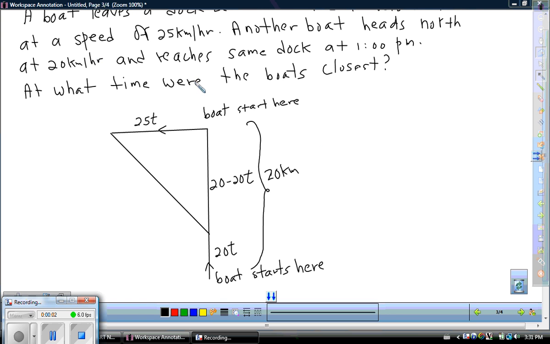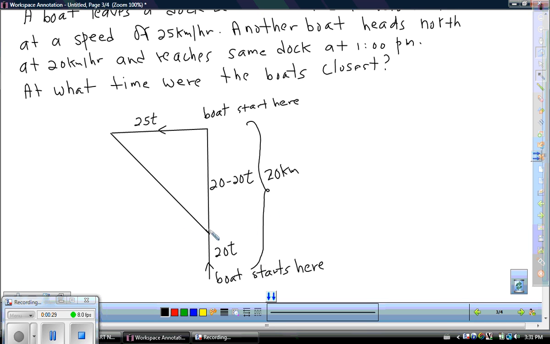In this case, we have a boat leaving here and traveling west at 25 kilometers per hour. Another boat starts here and travels north at 20 kilometers per hour. After 1 hour, the boat that starts here would have traveled 20 kilometers since it's traveling at 20 kilometers per hour.